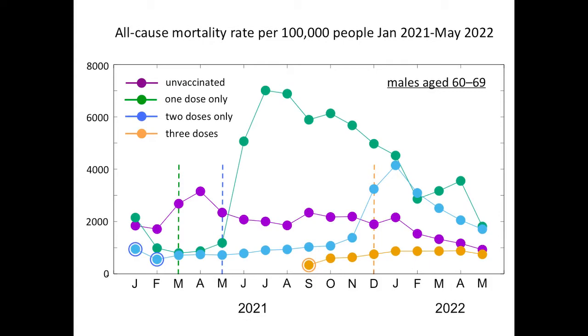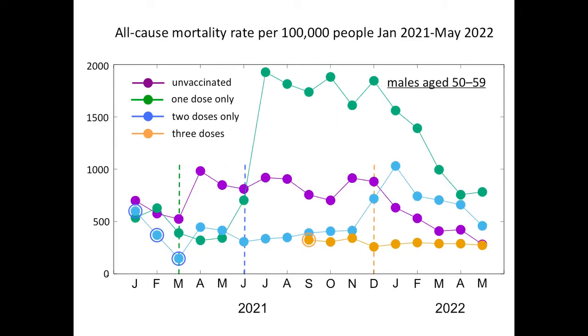Men aged 60 to 69, you see very, very similar features that we've been discussing. Males aged 50 to 59. Quite striking here, again, the constancy of mortality rates across the booster group there. We see a big decline here for the unvaccinated group. Again, quite interesting trajectories there and timelines.